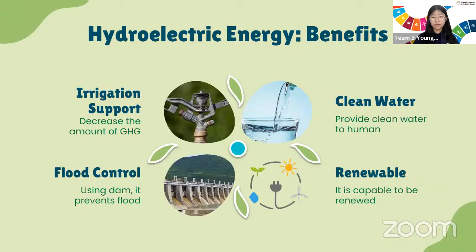There are a total of 4 benefits of hydroelectricity energy, and the first benefit is irrigation support. Because the storage of hydroelectricity generation can improve water supply for irrigation, dams could be operated to build up a high hydraulic head and then release the water to produce hydropower.